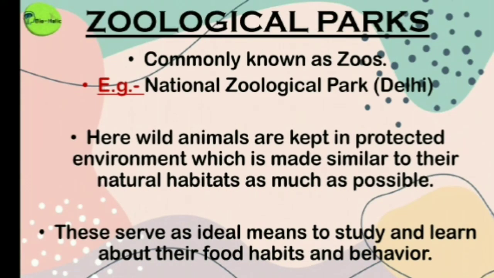Now the zoological parks. The zoological parks are also known as zoos. One example is National Zoological Park in Delhi. Here, wild animals are kept in a protected environment which is made similar to their natural habitats as much as possible. And these serve as ideal means to study and learn about their food habits and behavior. Okay?